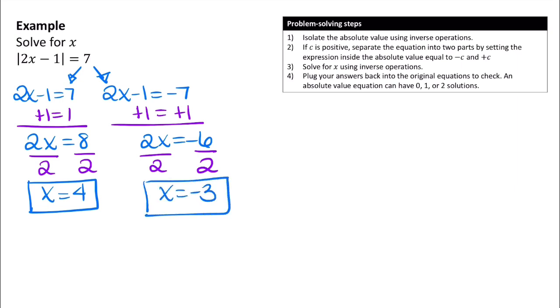So let's go ahead now and check our solutions. And when we check our solutions and we're solving absolute value equations, you always want to go back to the original problem. So don't check your solutions by plugging into the 2 equations you wrote. You want to go back to the original that's given to you.